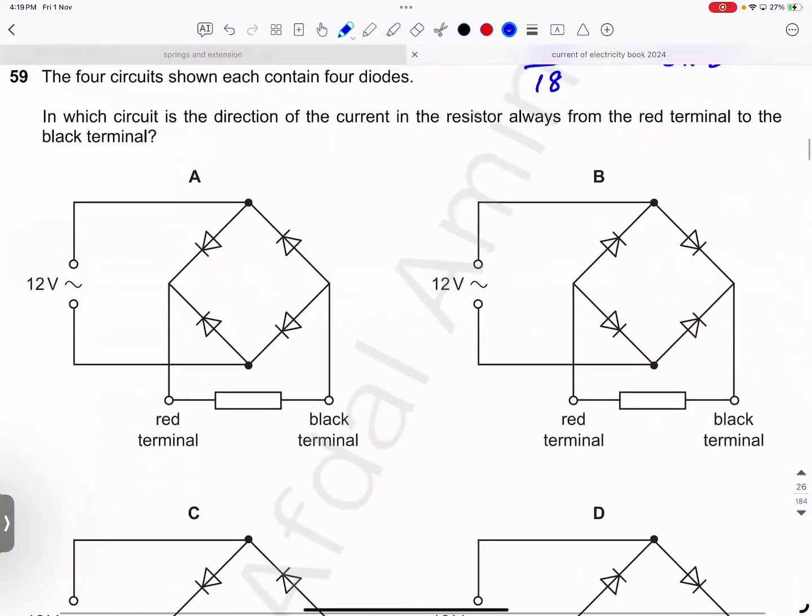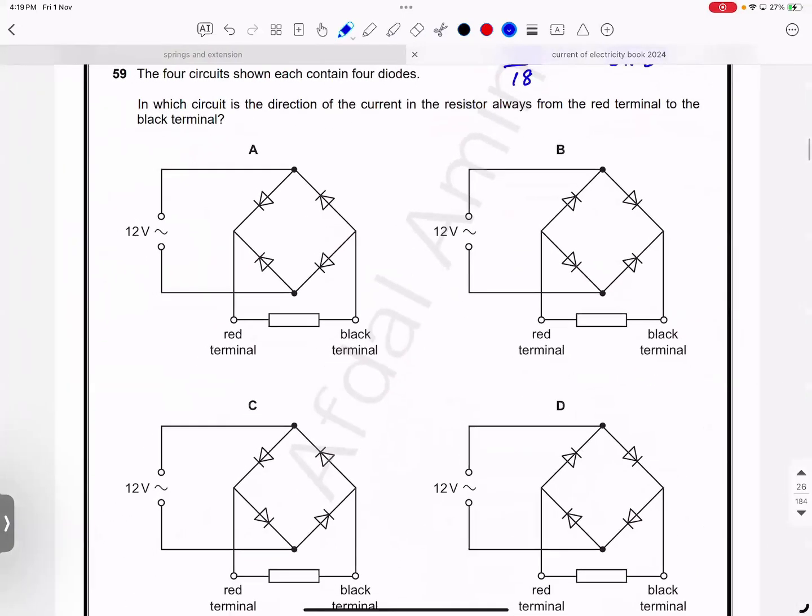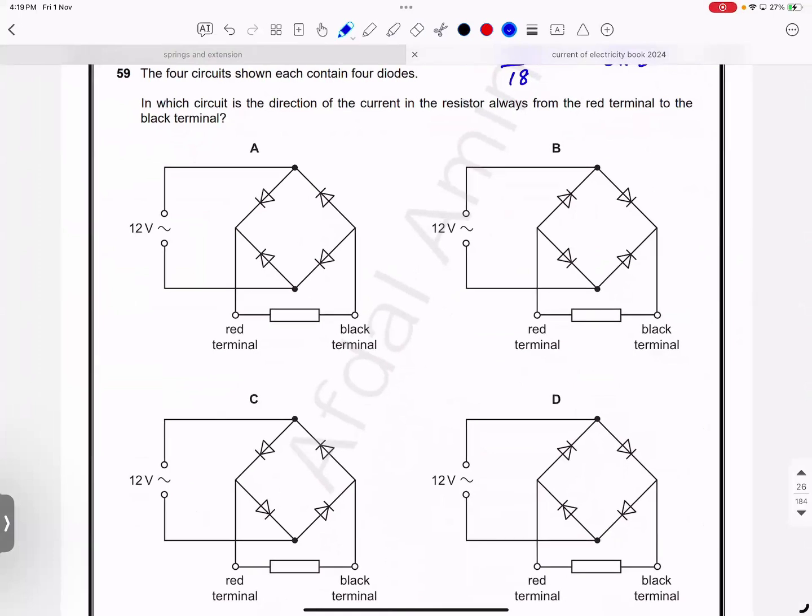4 circuits, each contain 4 diodes. In which circuit is the direction of current in the resistor always from red to black? 4 diodes, this structure is called bridge diodes. Bridge diode structure is used for full wave rectification. Whenever you have full wave rectification, opposite diodes should be in the same direction.